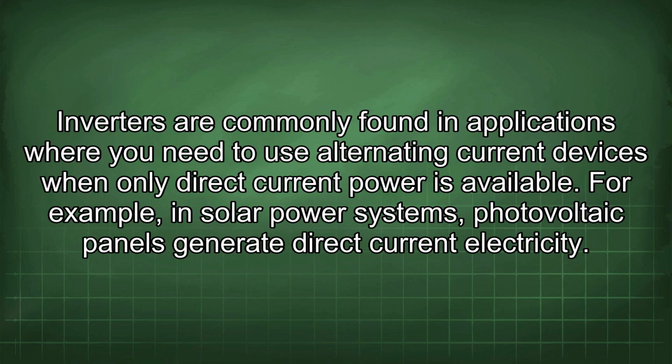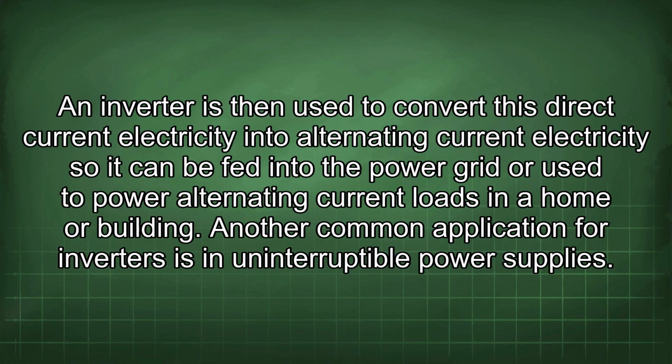Inverters are commonly found in applications where you need to use alternating current devices when only direct current power is available. For example, in solar power systems, photovoltaic panels generate direct current electricity. An inverter is then used to convert this direct current electricity into alternating current electricity so it can be fed into the power grid or used to power alternating current loads in a home or building.